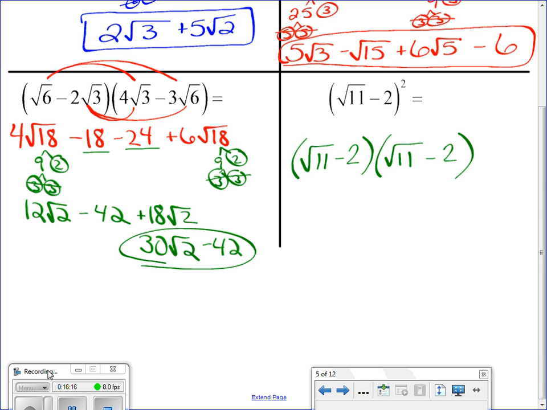It means I have 2 of them. Like if I ask you what's 4 squared mean, well, that means 4 times 4. It means I have 2 of them. So same thing here. It means I have 2 of them, and you're going to have to multiply the 2 of them together. All right, you guys ready?